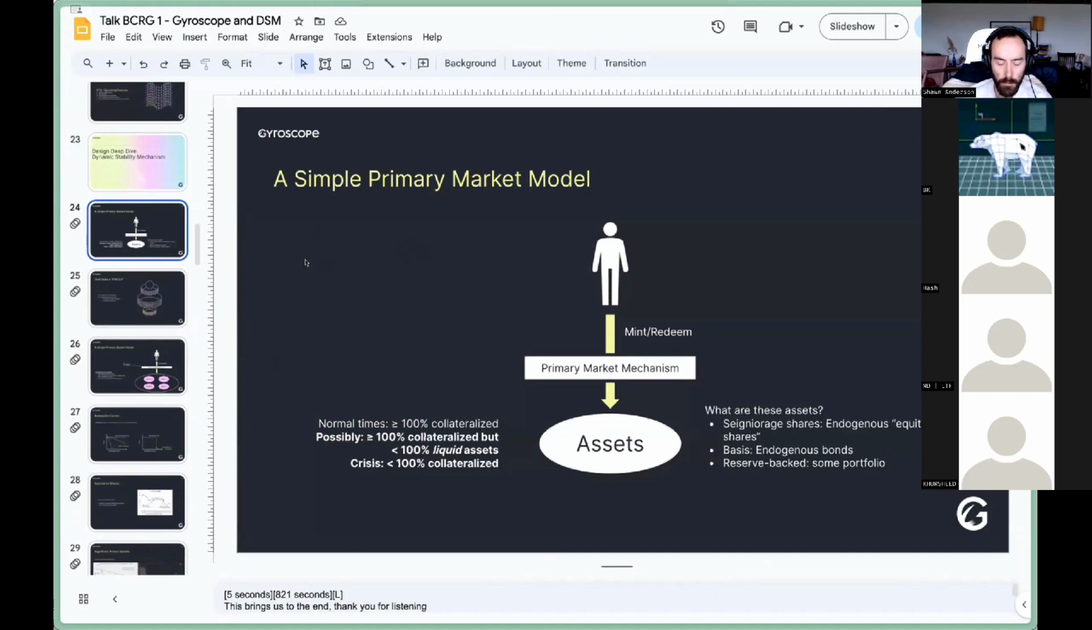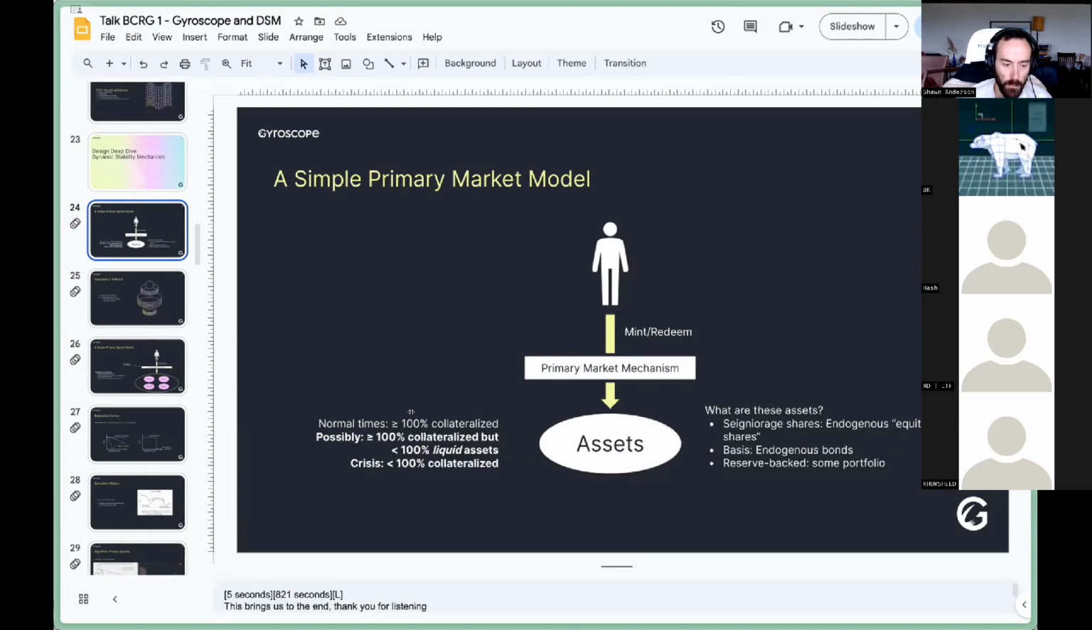Of course, like a reserve-backed stablecoin, I want to take a little bit of a step back. A reserve-backed stablecoin has some assets, and then you have a primary market mechanism, and people can come there, put the assets in, get the stablecoin out, or vice versa.